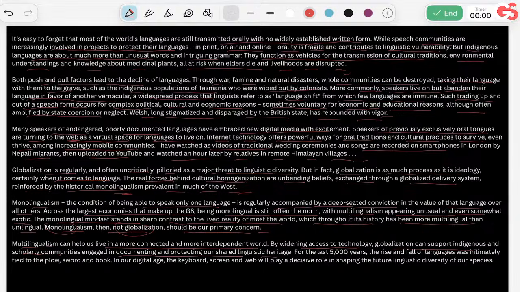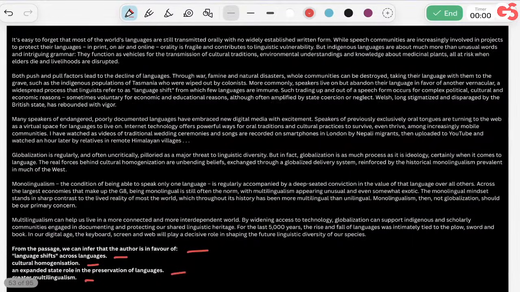For the last 5,000 years, the rise and fall of languages was intimately tied to the plow, sword, and book. In a digital age, the keyboard, screen, and web will play a decisive role in shaping the future linguistic diversity of our species. ठीक है, तो पहले क्या था, प्लो, स्वord एंड बुक, मतलब क्या है, पढ़ाई, लड़ाई, खेती बाड़ी, सो ये सब था पहले, बट अब क्या है कि अब इट इज कीबोर्ड, डिजिटल टेक्नोलॉजी. ओके, सो लेट्स ट्राई टू आंसर द क्वेश्चंस वन बाय वन.